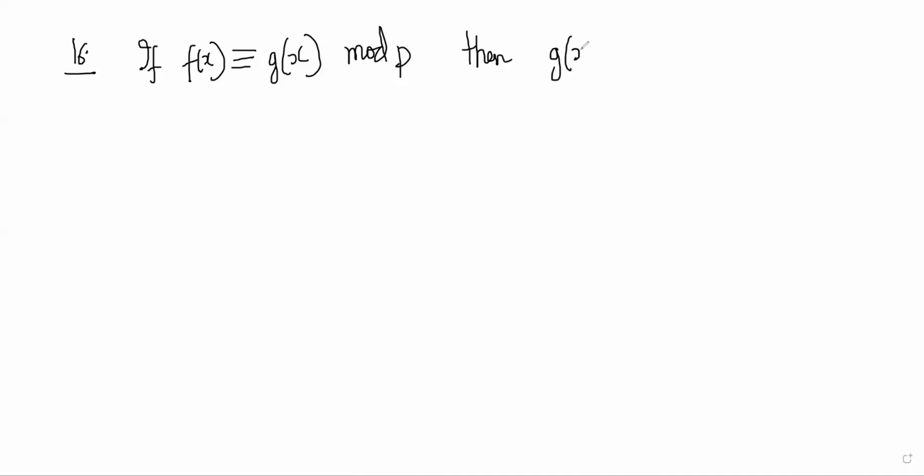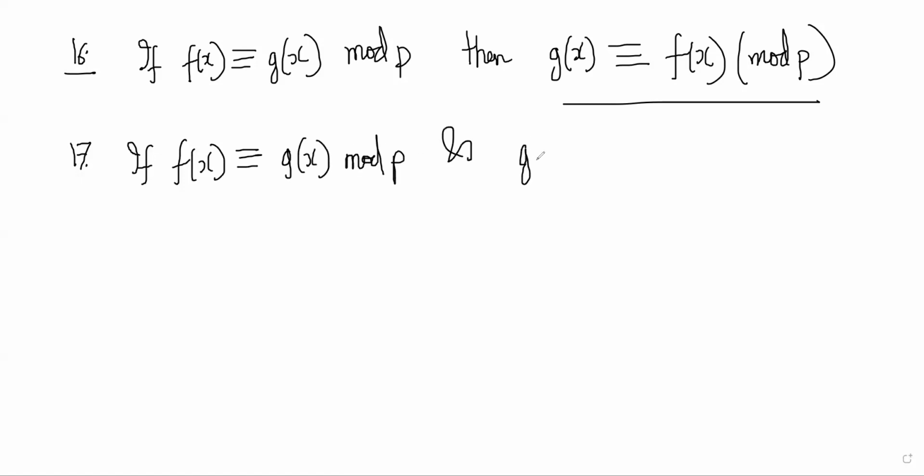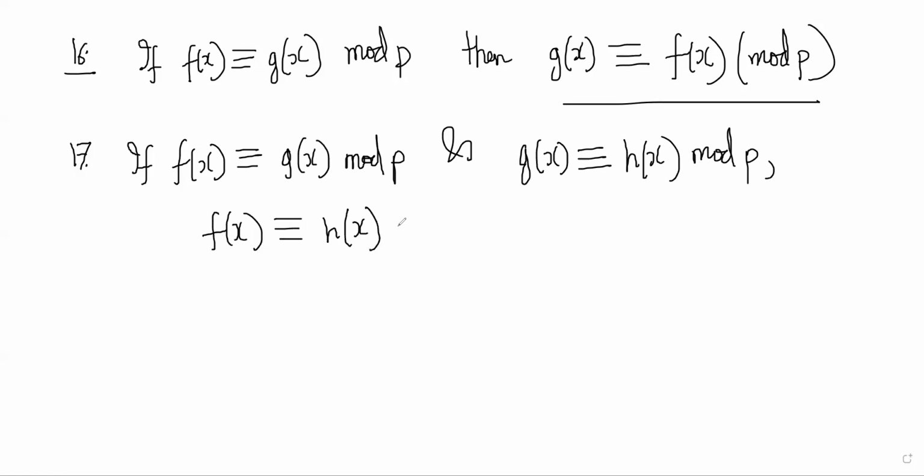Let's take some properties of polynomials modulo a prime. We'll say that if f(x) is congruent to g(x) modulo p, then g(x) is congruent to f(x) modulo p. So the property is basically symmetric. If f(x) is congruent to g(x) mod p and g(x) is congruent to h(x) mod p, then we can say that f(x) will be congruent to h(x) mod p. So this is the transitive property, which is also valid.